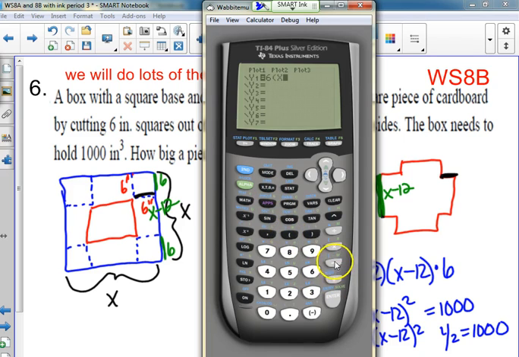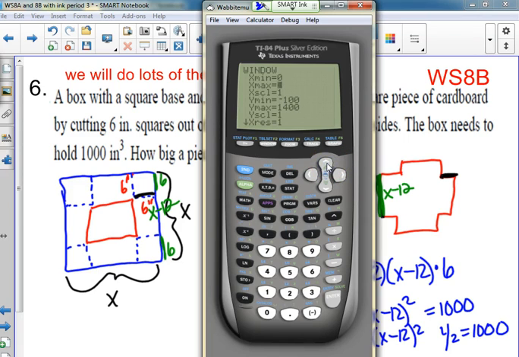All right, so 6 times (x minus 12) squared, and I wanted to hit 1,000. So I'm going to put in y2, just the number 1,000. What does that mean I need my window to go up to? 1,000. Okay, I'm going to make my y min negative 100 and my y max, I don't know, 1,400. Kind of want to see the top of this thing.